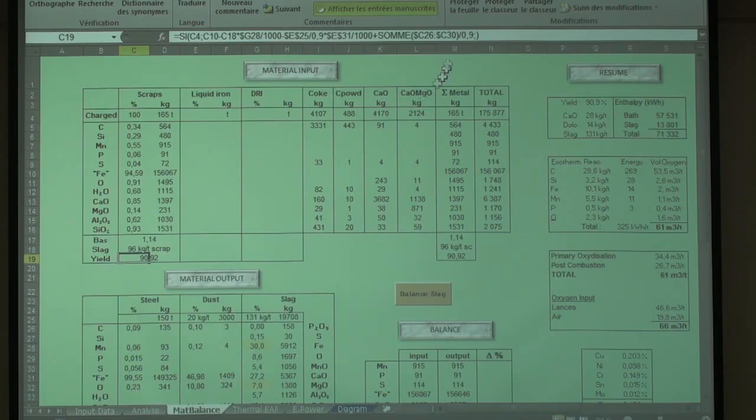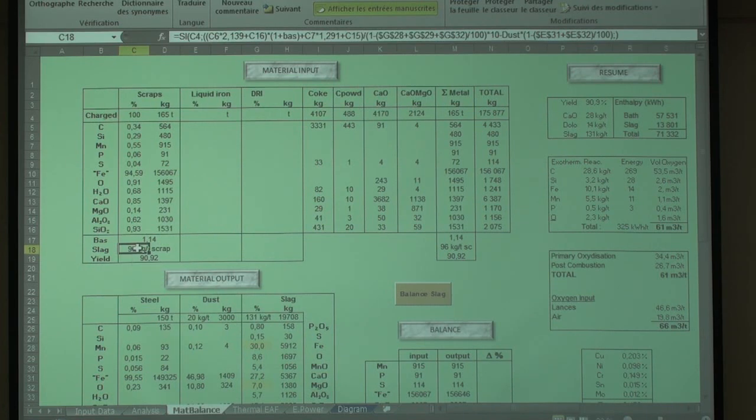Yes. Divided by 0.9, because this is a question of yield. So I need to calculate the slag generated by this kind of scrap.